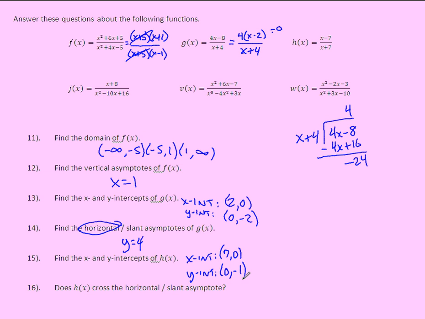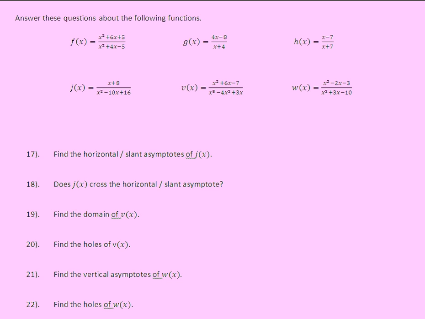Now, for this one, does it cross the horizontal or slant asymptote? Again, I need to do long division. x minus 7 on the inside, x plus 7 on the outside. x times what gives me x? That's 1. So that would be my horizontal asymptote. x plus 7 when I multiply through and subtract, I get negative 14. So I get negative 14 over x plus 7. It crosses whenever the remainder equals 0. Well, can negative 14 ever equal 0? No, it definitely cannot. So my answer here is no, it does not cross my horizontal asymptote of y equals 1.